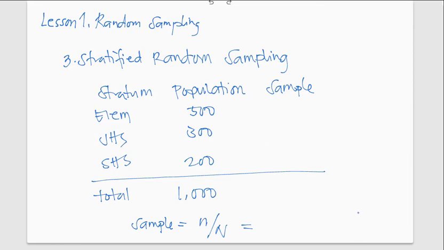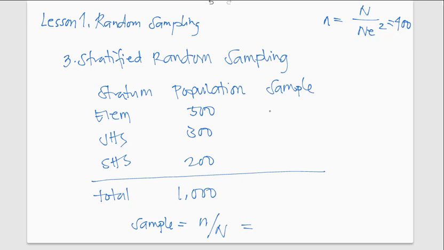So, meron daw tayong 1,000 na estudyante at meron tayong 500 na elementary students, 300 na junior high, at 200 na senior high. So, earlier, we have already determined the sample size using the Slovin's formula, no? So, kinuha natin yung n by using this formula. Now, since we have 1,000 population, then our n is equal to 400.